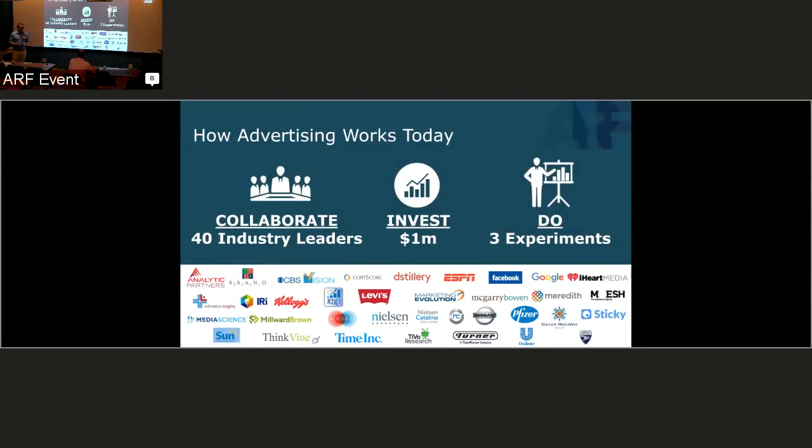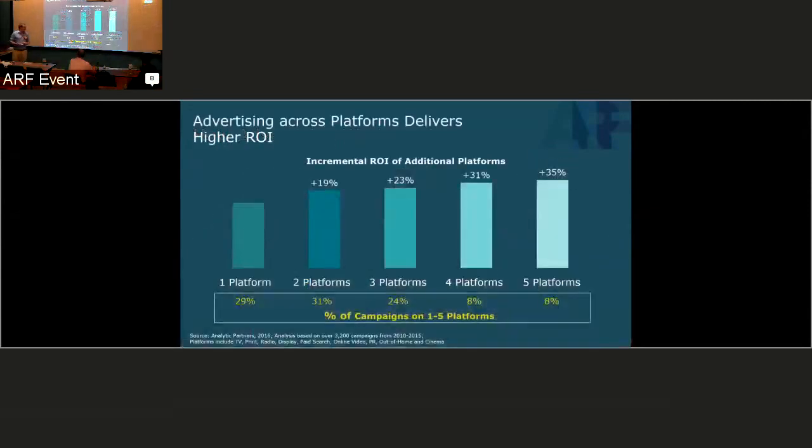The first one is basically an answer to the question of, should I move money from one platform to another platform, or should I invest in multiple platforms? And the ground truth is this: advertising across platforms delivers higher ROI. The average two-platform campaign is 19% more effective than the average single-platform campaign. The average five-platform campaign is 35% more effective than the average single-platform campaign. So more is better, basically speaking. And yet, when you look at the percentages of campaigns on those numbers of platforms, 60% of campaigns are on two platforms or fewer. So a big opportunity, we think, for the advertising industry.